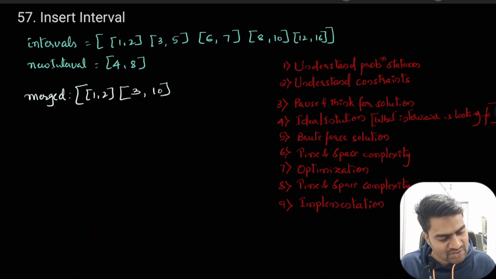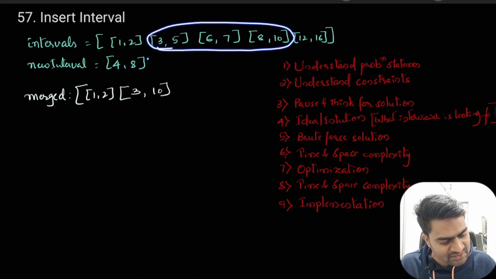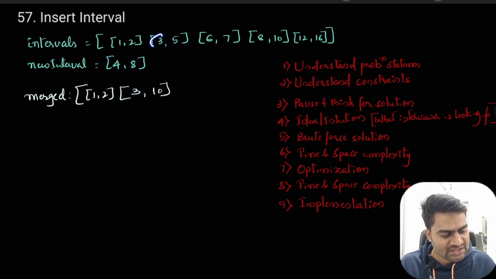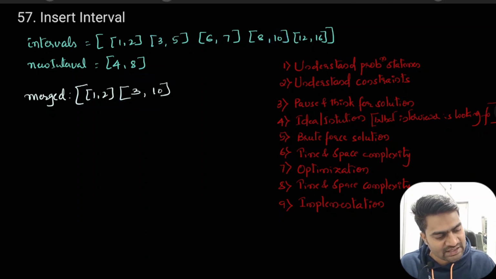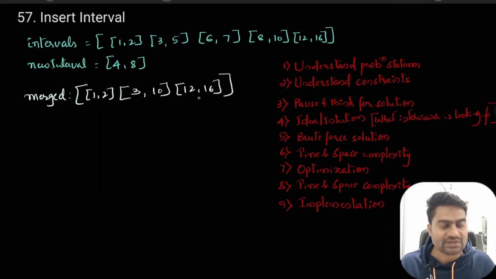Okay, so if we merge these three values along with this, the smallest will be 3 and the largest will be 10. So we get this interval. Then finally the last interval, which is 12, 16. So this is our merged interval, and this we need to return as part of this problem.